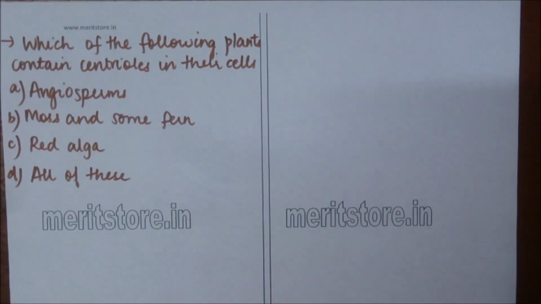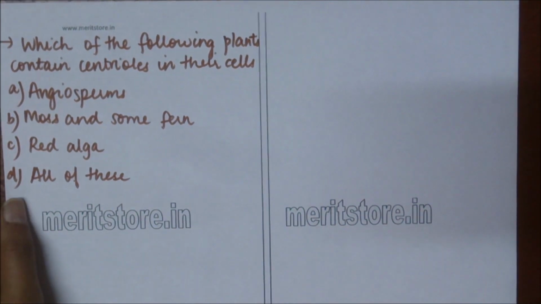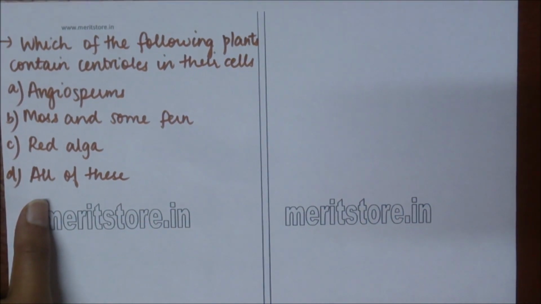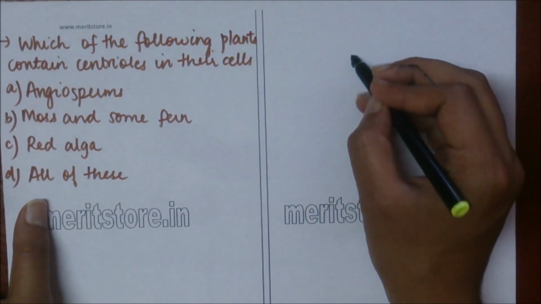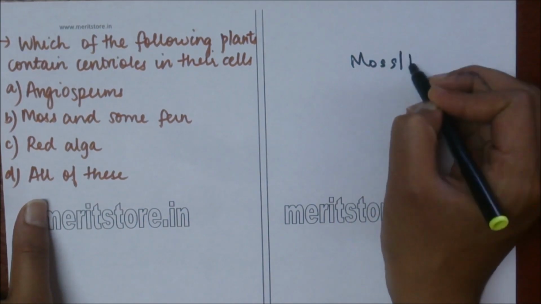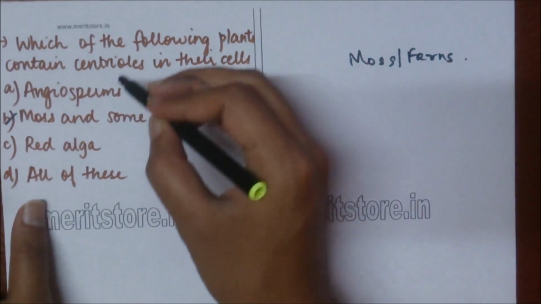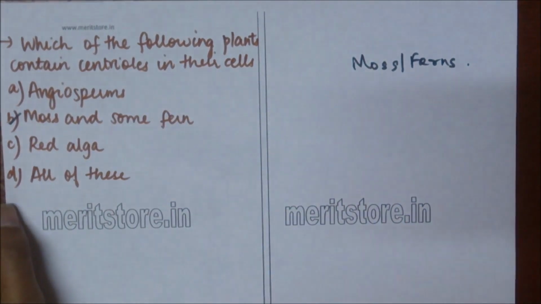Which of the following plants contains centrioles in their cells? A. angiosperm, B. mosses and fern, C. red algae, and D. all of these. Centrioles are usually absent in plants except for a few lower plants like moss or ferns. So option B is the correct answer, and it is absent in the rest of the higher plants.